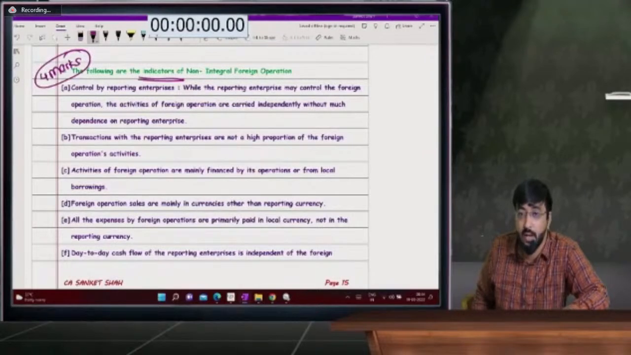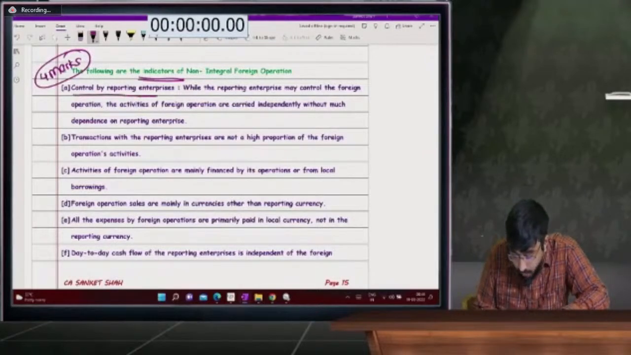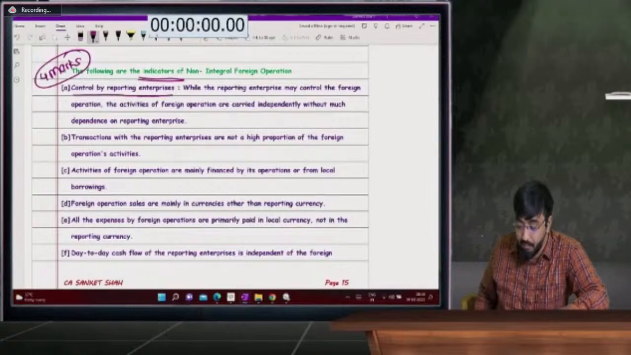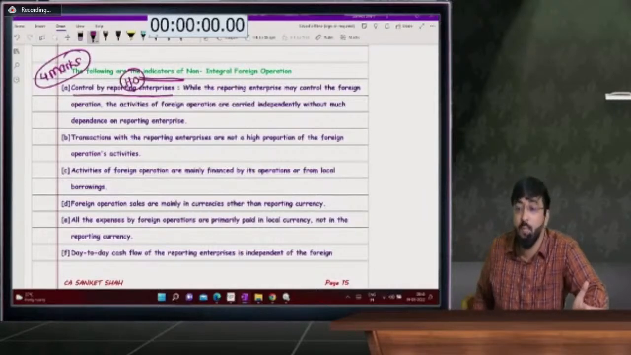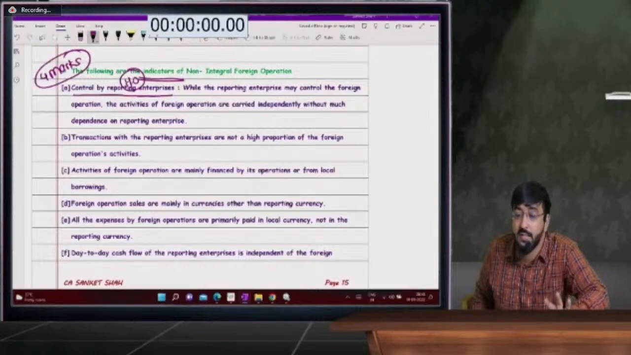Control by reporting enterprise. So what is the first one? Control by reporting enterprise. Okay. Reporting enterprise means what, beta? Reporting enterprise means head office. Who will report this? Head office will report. Okay. So control by reporting enterprise means head office will control all your activities. So beta, if integral foreign operation, head office will control.